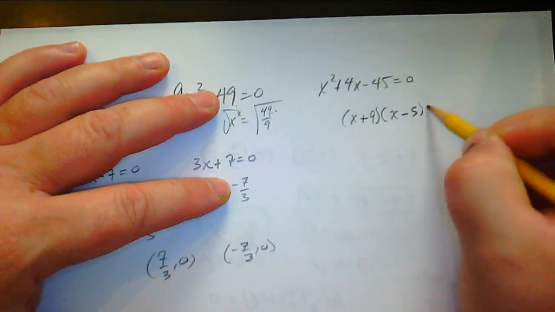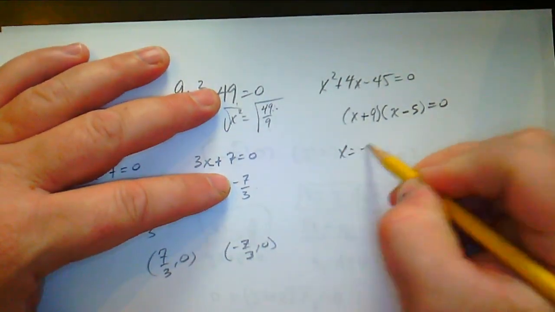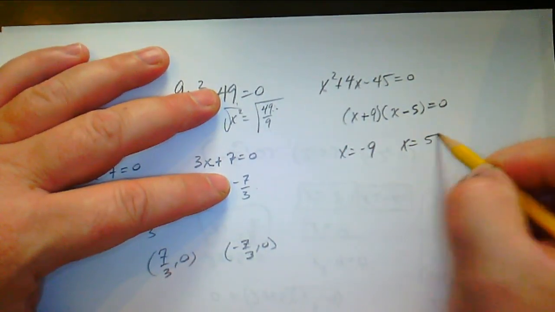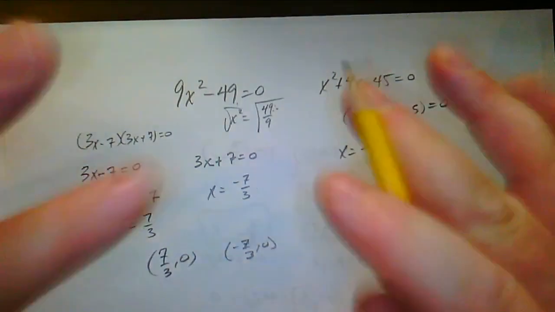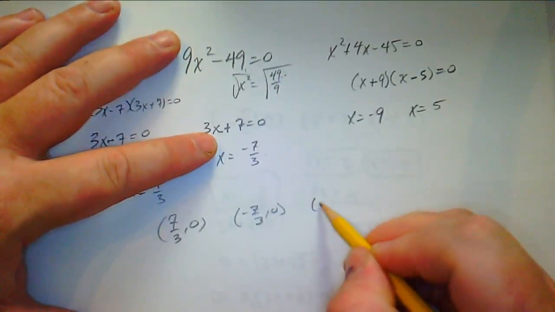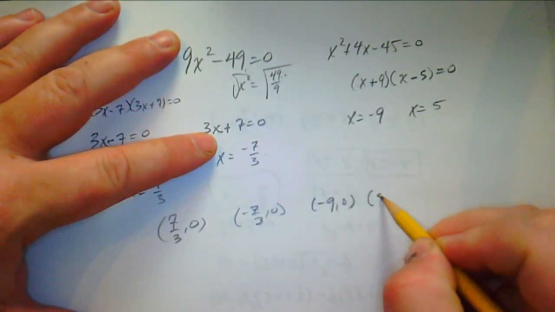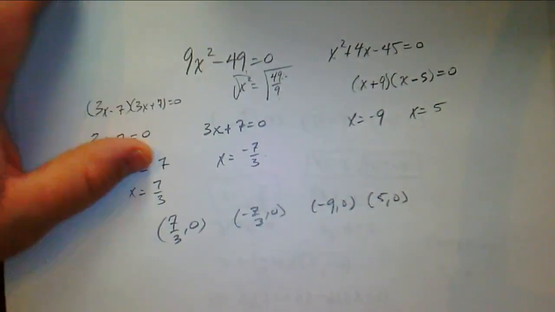Probably better to factor. So here's your two answers: negative 9 and positive 5, because you take each factor, set it equal to 0, boom, done. So negative 9, 0 and 5, 0. There are our intercepts. Okay, all down except for one.